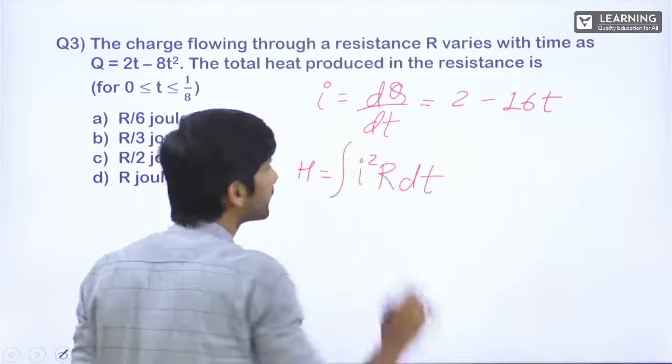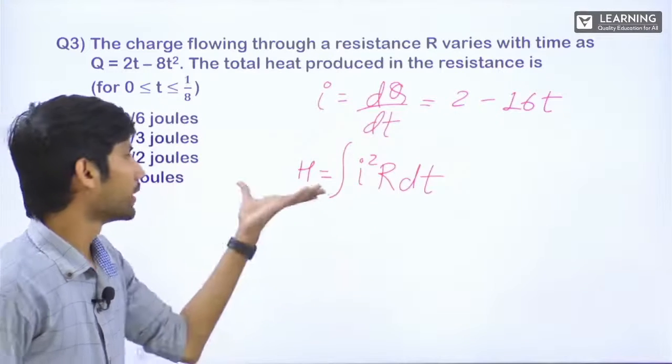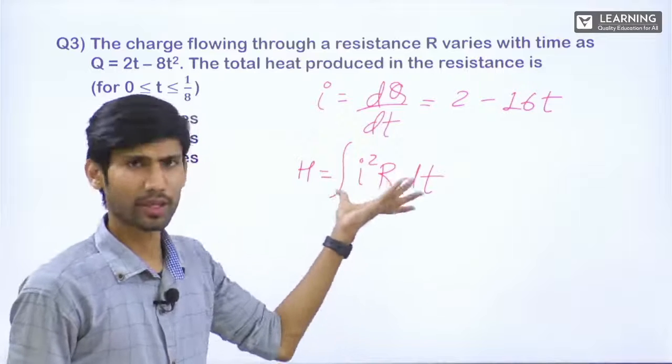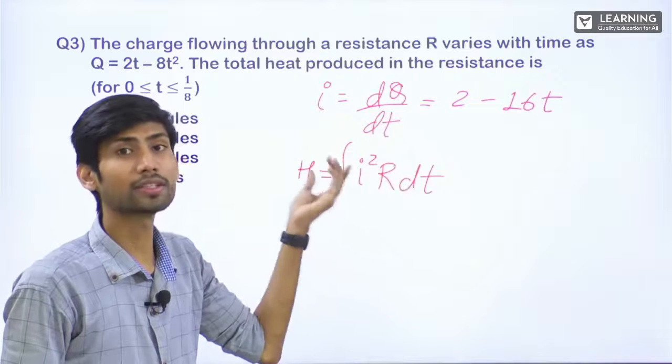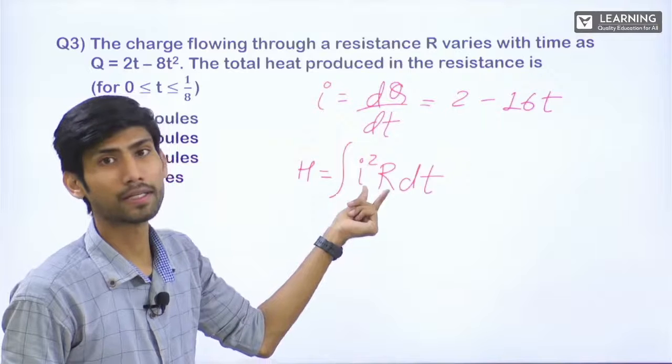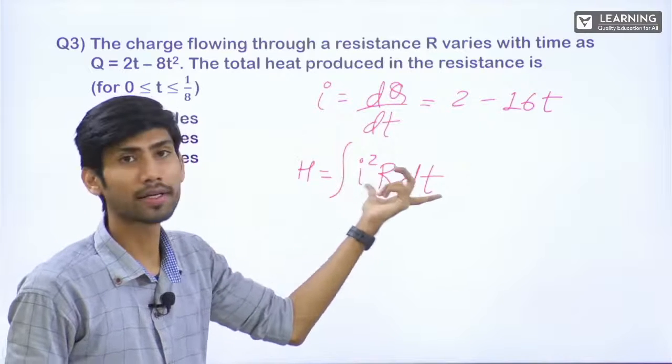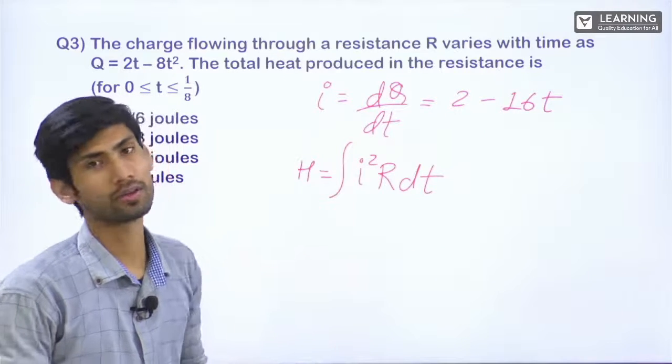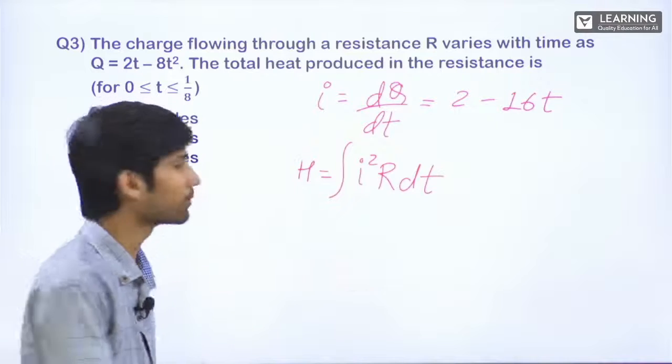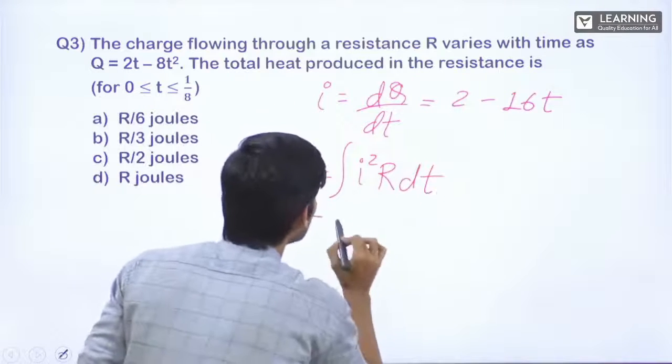Then H is equal to integral I square R dt. I told you about energy. Energy and heat are the same thing, right? About energy, I told you, if you remember, integral P dt. So this is integral I square R dt. If the current is not constant, here the current is variable. Now you have got I, which is time dependent.